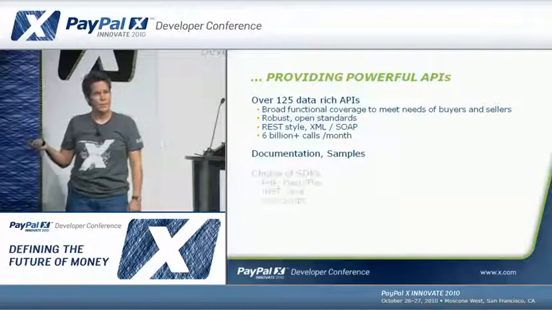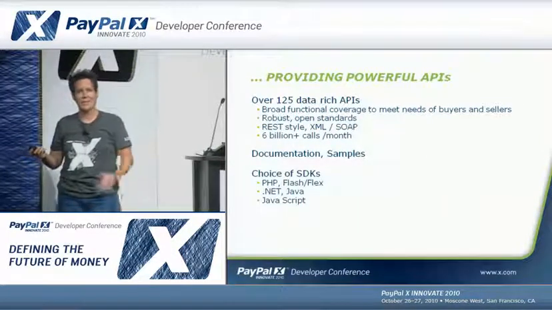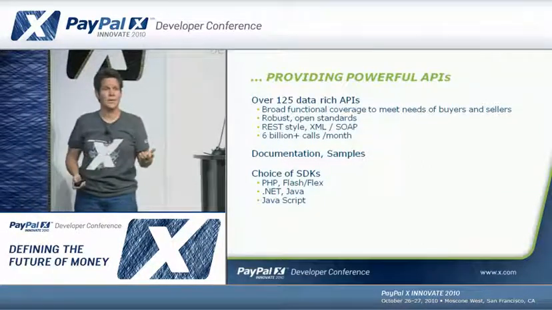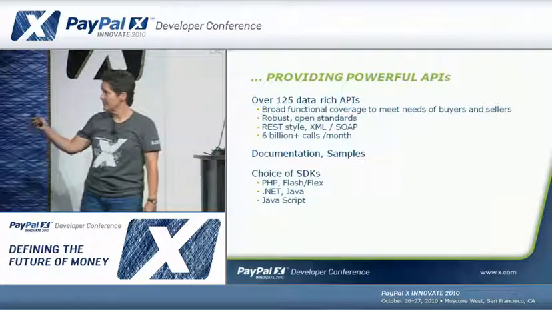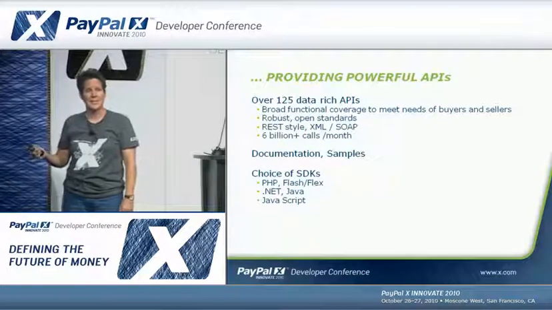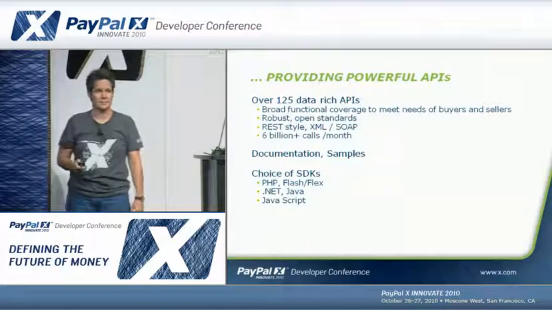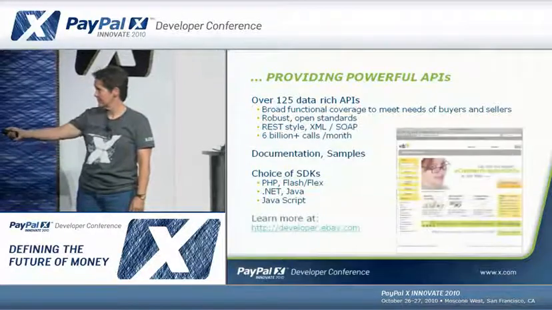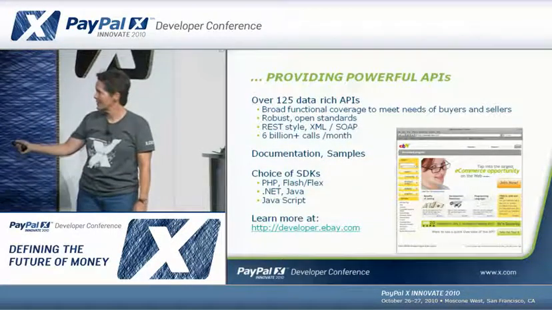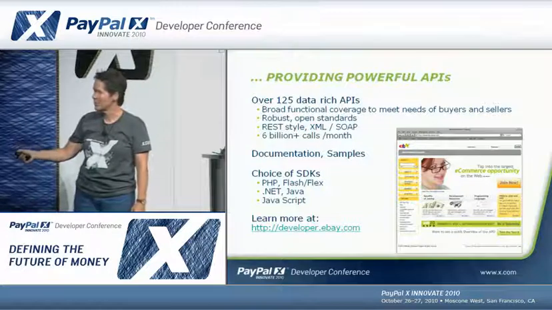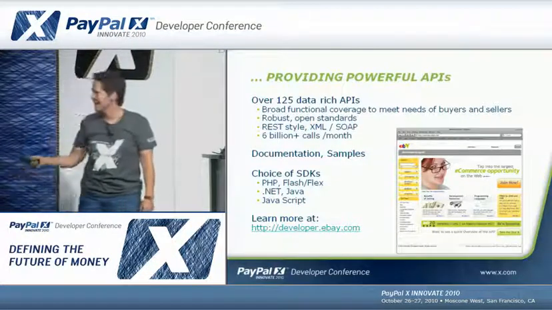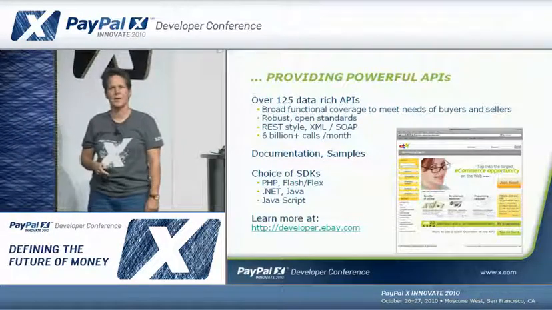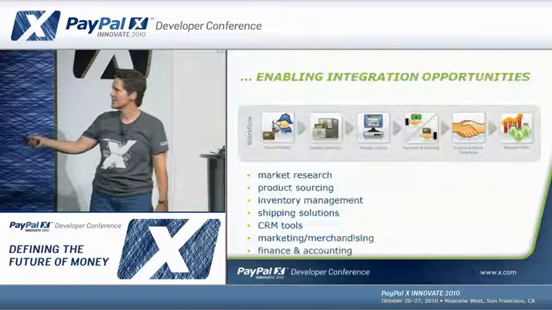We also have very rich documentation and code samples to help make this easier for you to integrate with our system. Almost anything that you can do on eBay.com, you can do via the APIs as well. You have a choice of SDKs. We have PHP, Flash, Flex, Java, JavaScript, and .NET. There we go. We've redesigned the site so it won't look exactly like this. It's a little more cool. It's a little more modern, which is awesome. This happens to be an older slide, but it'll still be developer.ebay.com. If you go to developer.ebay.com, you'll be able to access everything that I just talked about.